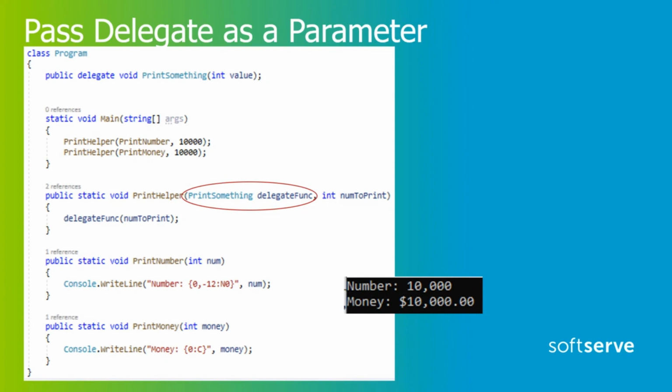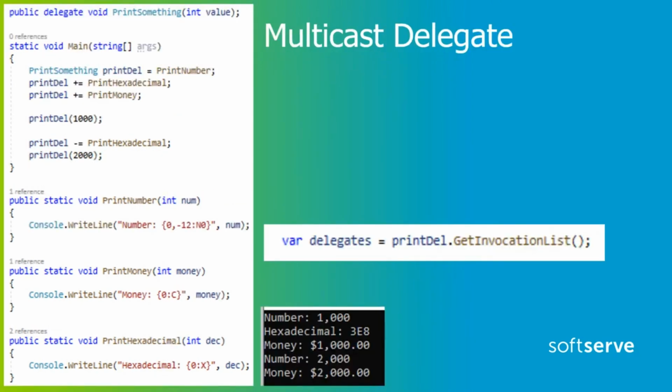How to compose objects. A method can have parameters of the delegate type and can call the delegate parameter. The PrintHelper method has a parameter, a delegate of type PrintSomething, and calls it as a function. The example demonstrates this. Let's see how to use the PrintHelper method, which contains a parameter of the delegate type.